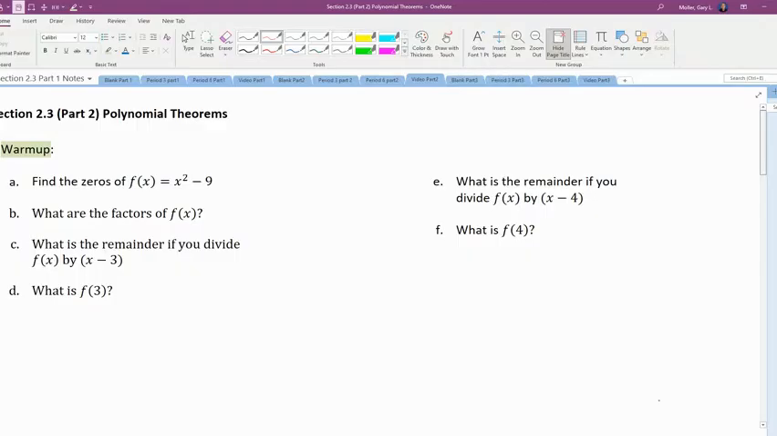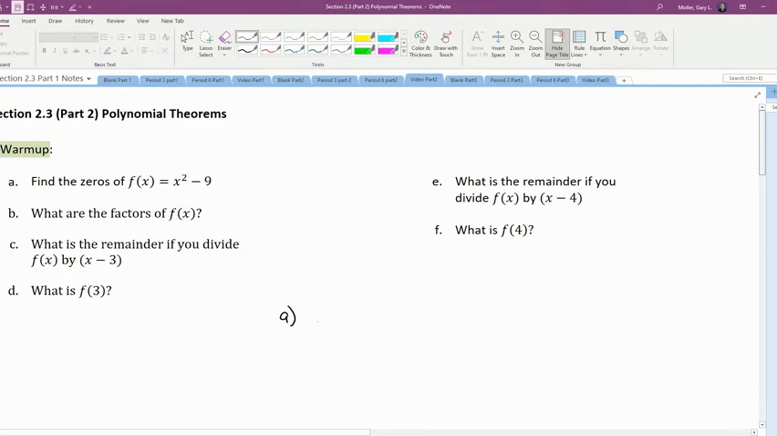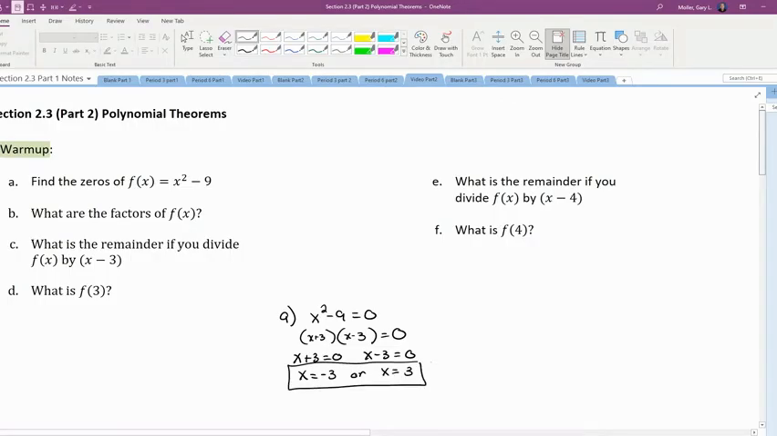Part A, find all the zeros of f of x equals x squared minus 9. So that's simply asking me, I'll just come down here and do the work, saying that if we have x squared minus 9 equals 0, I would probably try to factor this to find the zeros. x plus 3, x minus 3 are the factors. So then I set each one equal to 0, of course, and I get x equals negative 3 or x equals positive 3. All right, so that part is done.